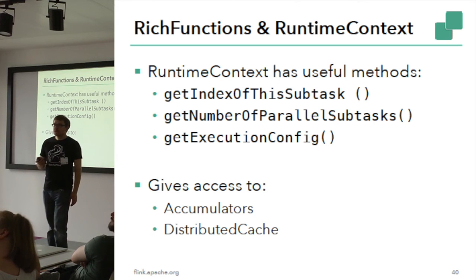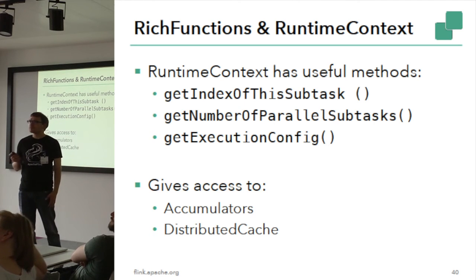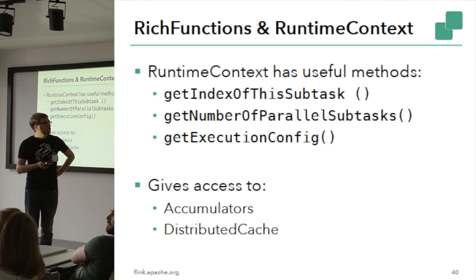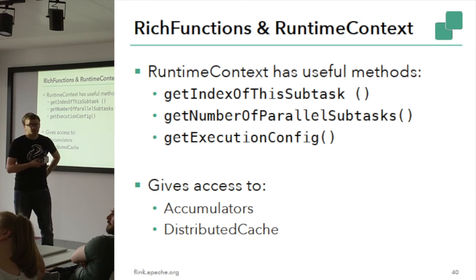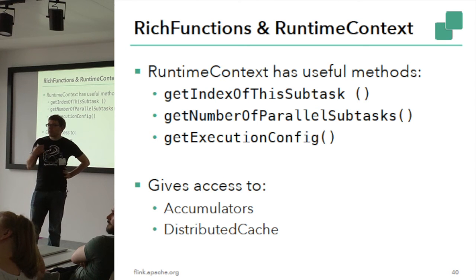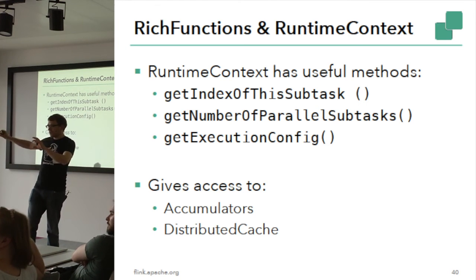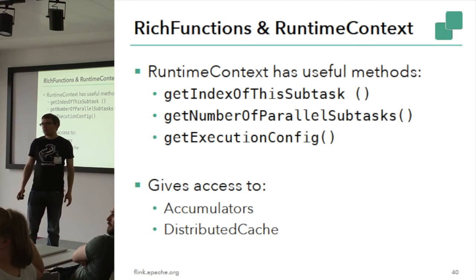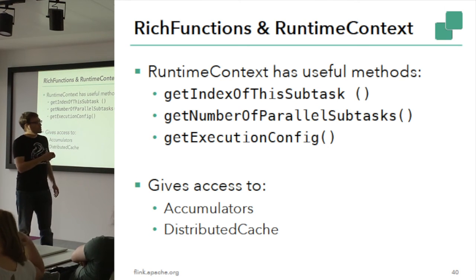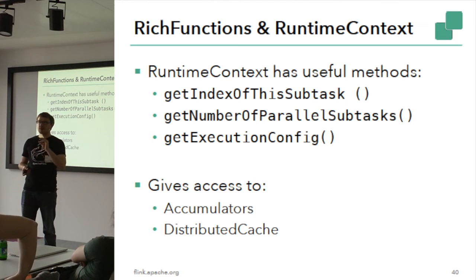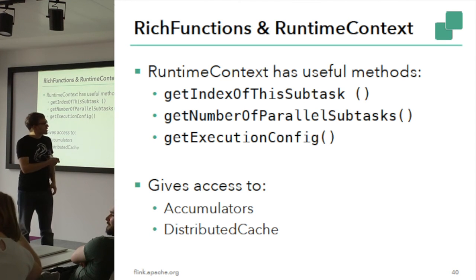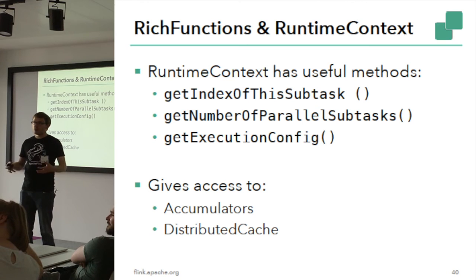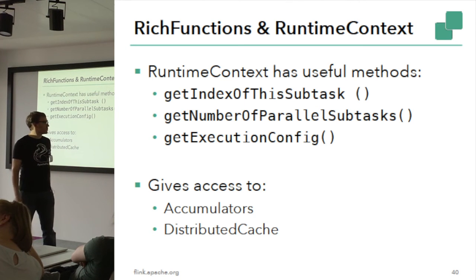So what can I do with this runtime context? It gives you a few pieces of information, like the index of the subtask. If you have a mapper running with a degree of parallelism of 4, so there are 4 mappers running in your cluster, then this index of subtask will tell you which mapper it is. Is it mapper 1, 2, 3, or 4? The next method, get number of parallel subtasks, will tell you how many mappers there are around. So it will return 4 in that case.